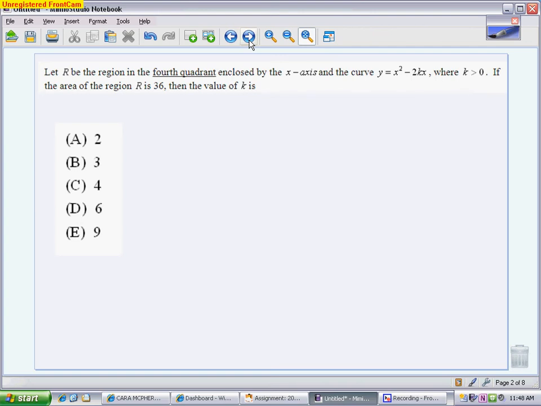So we have a region in the 4th quadrant enclosed by the x-axis and the curve x squared minus 2kx. All we know about k is that it's bigger than 0. We know the area is 36. We need to figure out the value of k.